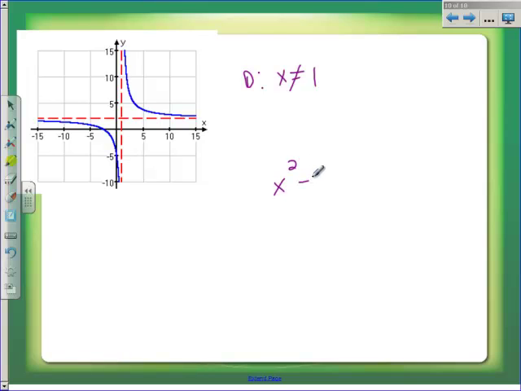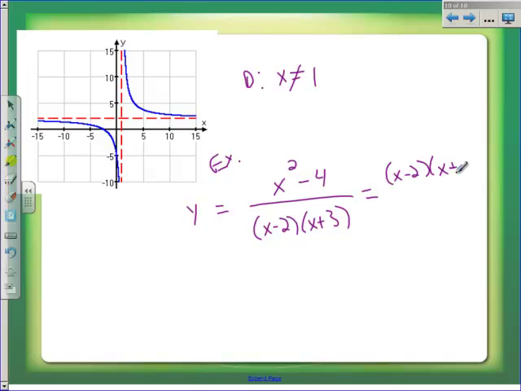x squared minus 4 over x minus 2 times x plus 3. Let's take a look at that one. And this is a new example. And I would factor the numerator in the x minus 2 times x plus 2, and the denominator is x minus 2 times x plus 3. So let's answer a couple questions here. What are the vertical asymptotes?